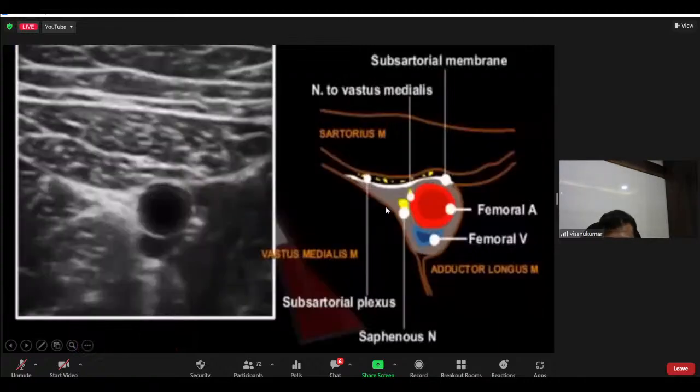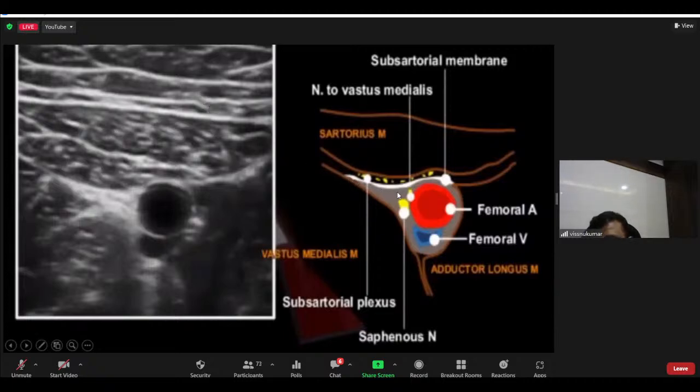So see here. This is the artery, this is the femoral vein, and this white colored thing is nothing but the fascia connecting the vastus medialis muscle and the adductor magnus muscle. So this is the vasoadductor membrane. When we bring our needle from lateral to medial end, the needle should come like this.